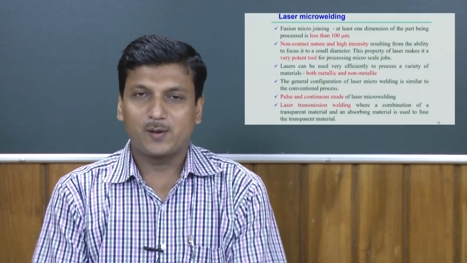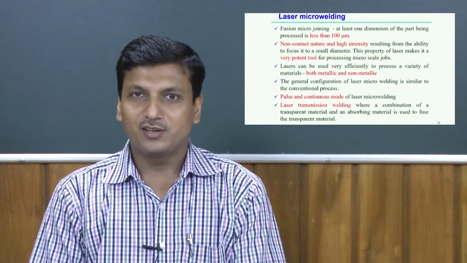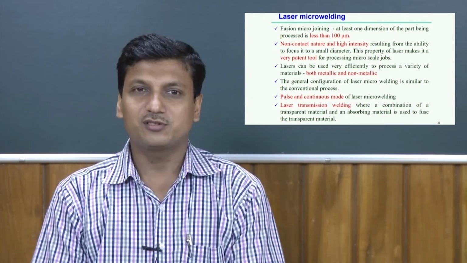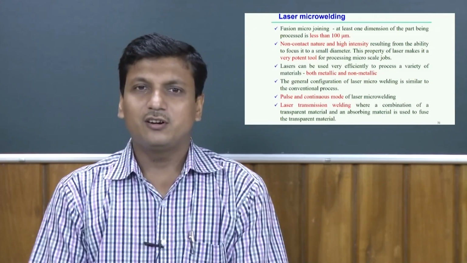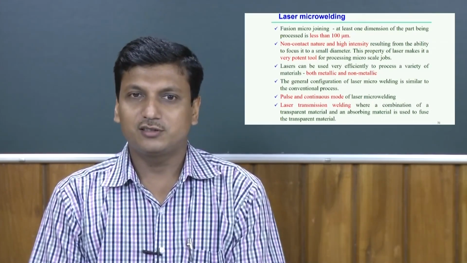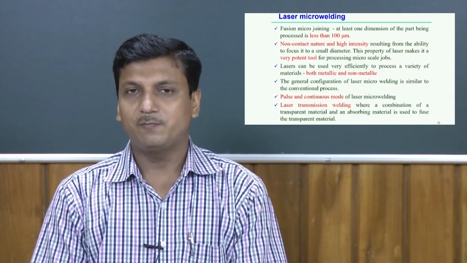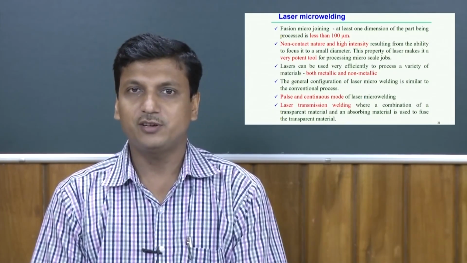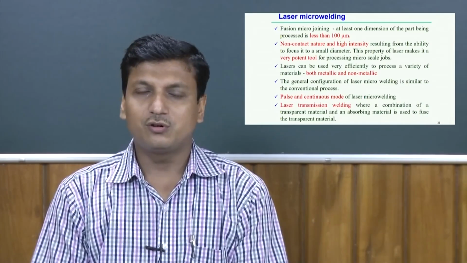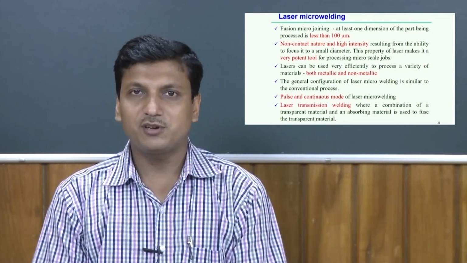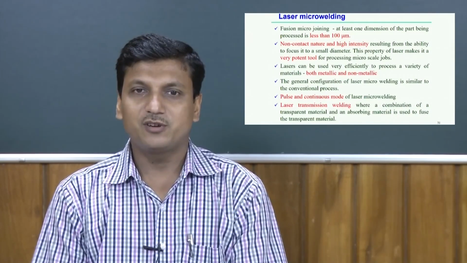Hello everybody. Today we will discuss one of the most used fusion welding processes, that is the laser micro welding process. You have already defined the domain of the micro welding process in terms of the geometric size and shape of the fusion zone and heat affected zone. In this case, at least one dimension of the part is less than 100 micrometer.